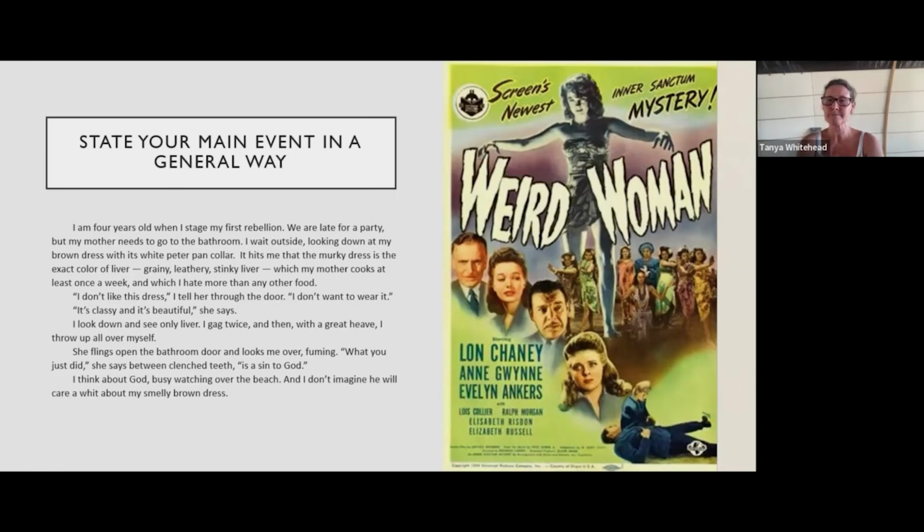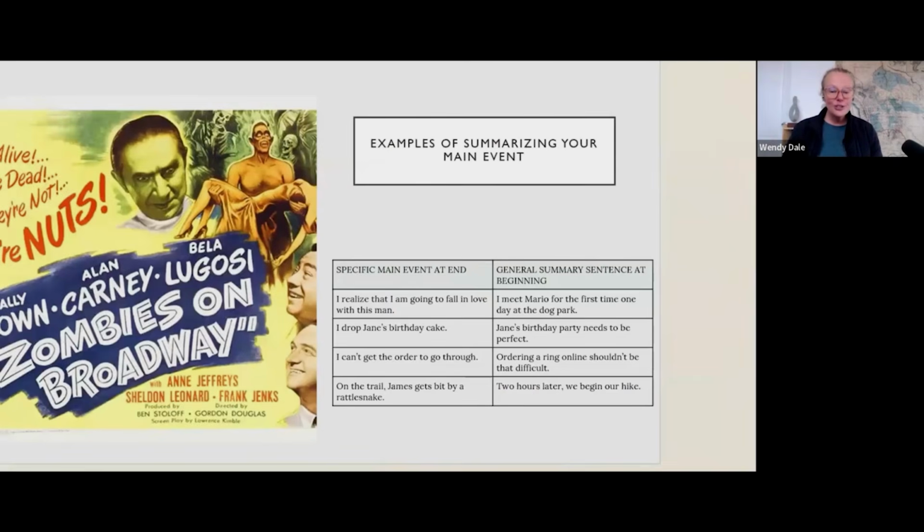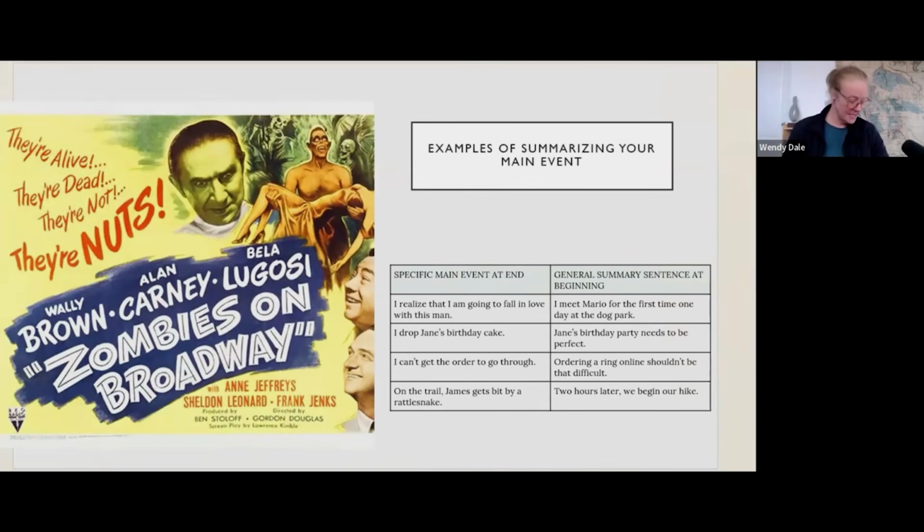So with actually a couple of events, she throws up on her dress. That is certainly a main event. So she summarized this in a general way, and then we have the specific event that she actually throws up on the dress. This is a way, if you were stuck with how to get into your scene and you have a short scene, you think about the specific event that happens and then think about stating it in a more general way.